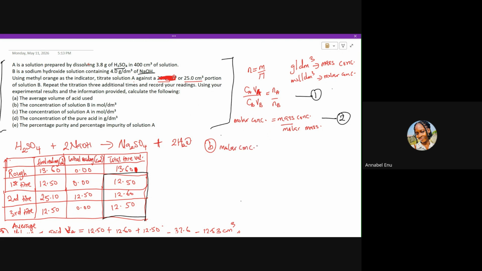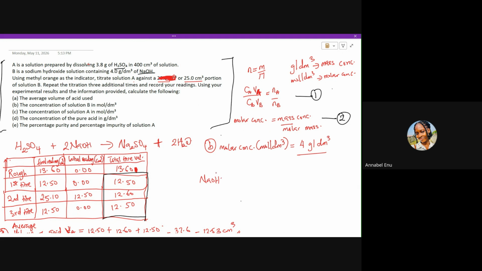So when we use the second formula, we would say our molar concentration in mole per dm cube is equal to mass concentration of base. Remember, we are dealing with base now, strictly. It's the first formula that will be rationing between the two, acid and base. This one now we're dealing with base. So the mass concentration is 4 gram per dm cube, divided by molar mass. Molar mass of what? Of sodium hydroxide.